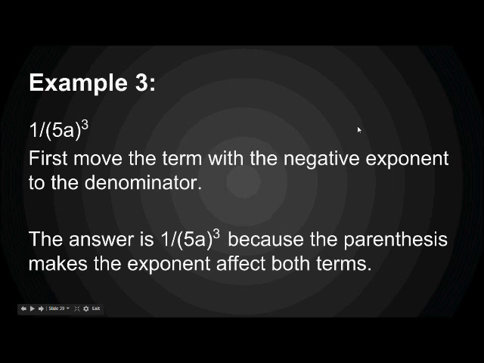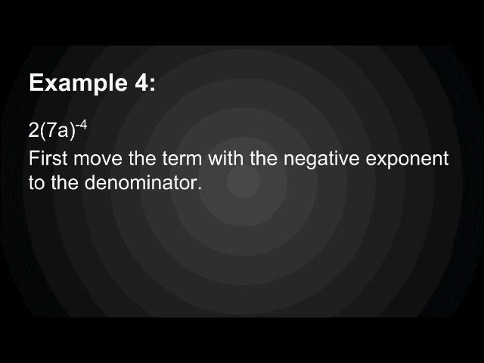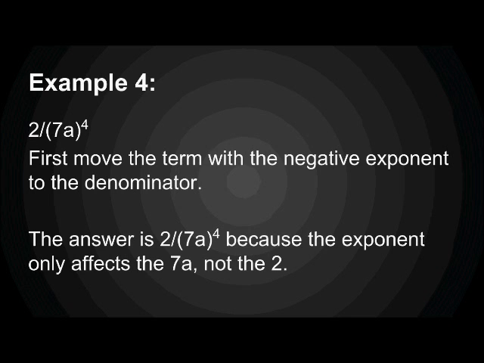Example 3. (5a) to the negative 3rd. First you'll move the term with a negative exponent to the denominator, and the answer is 1 over 5a to the 3rd, because the parentheses group them, so it affects both of them. Example 4. 2 times 7a to the negative 4th. First you'll move the term with a negative exponent to the denominator, so the answer is 2 over 7a to the 4th, because the exponent only affects the 7a and not the 2, because it's not in the parentheses.